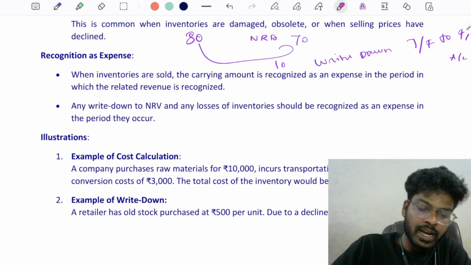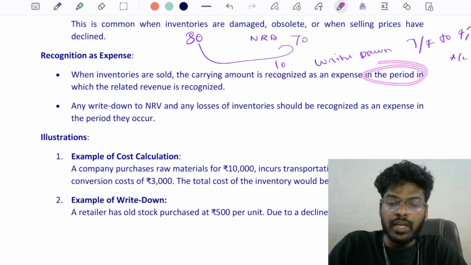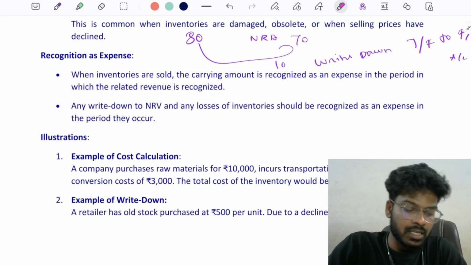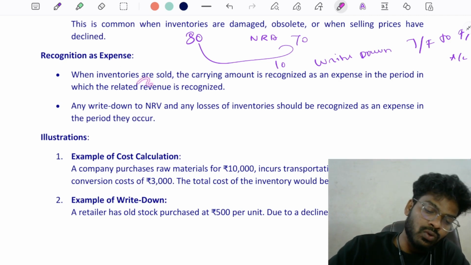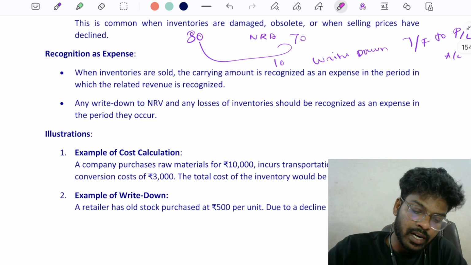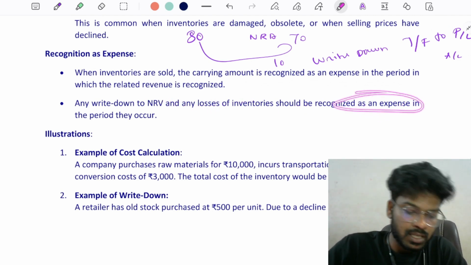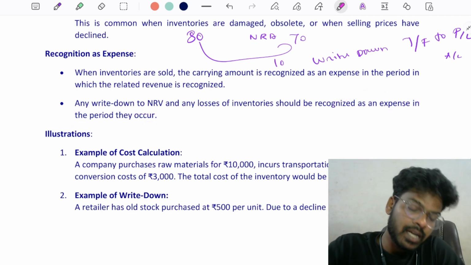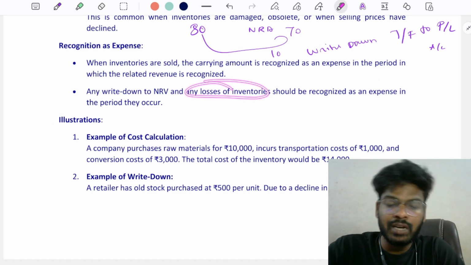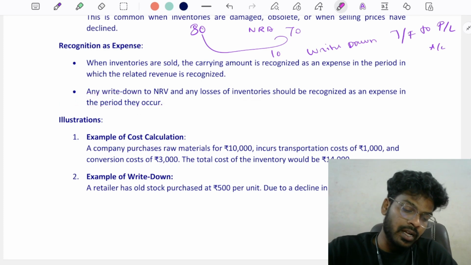Recognition as expenses. When inventories are sold, the carrying amount is recognized as an expense in the period in which the related revenue is recognized. When inventories are sold, the revenue should be recognized. Any write downs to net realizable value and any losses of inventory should be recognized as an expense in the profit and loss account in the period they occur.